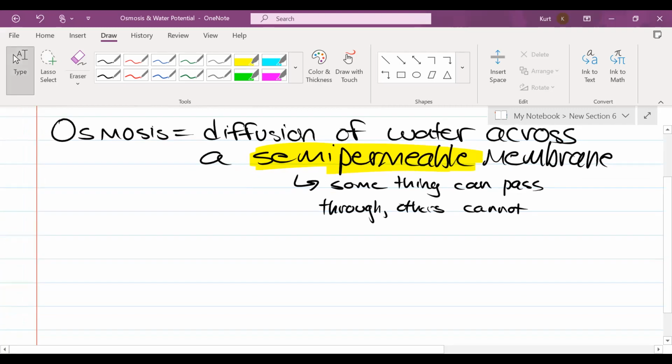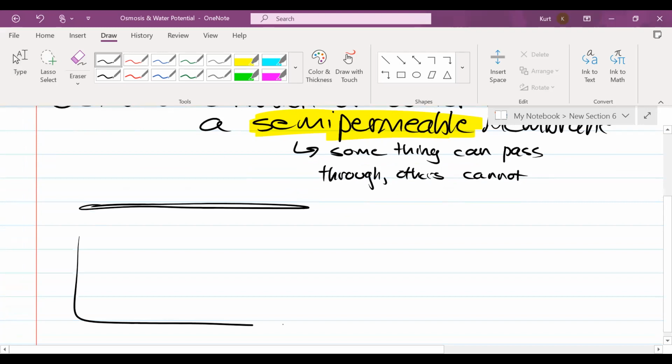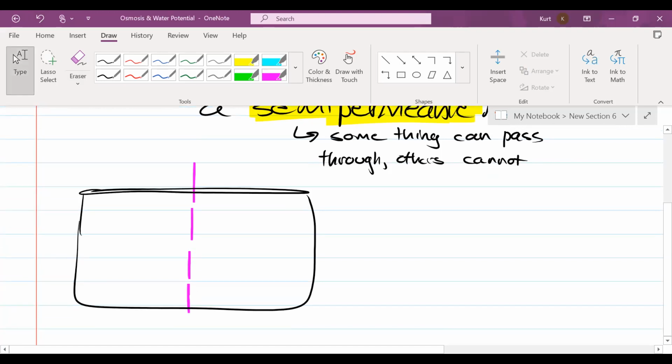All right, so in osmosis, water moves from one region to another. Let's do something very easy. Here's a beaker, and here is a semi-permeable membrane. Oh, you really can't see that yellow, can you? Let's do a darker color. Here we go. There's a semi-permeable membrane. Water can pass through it. Over here, I have a solution. Over here, I have a solution.